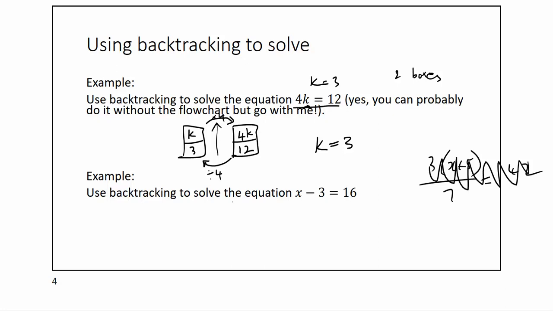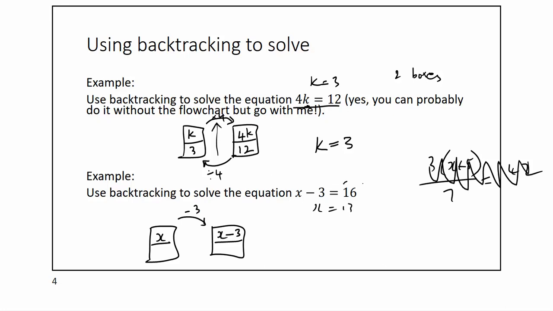All right, use backtracking to solve this equation. x take away 3 equals 16. So again, I can do this by inspection, and I can see that the answer is going to be x equals 13, but let's just draw up our boxes. Now we've got one operation, which is the subtraction, so we're going to draw 2 boxes. We're going to put in the first box the unknown. Now, an arrow leading to this box here. What happens to make it look like this left-hand side? We subtract 3. Which gives us x take 3.